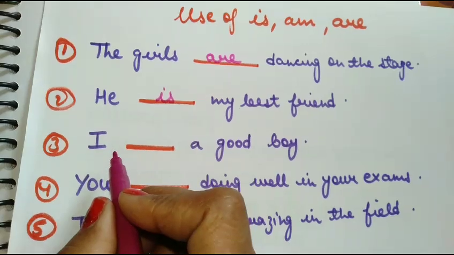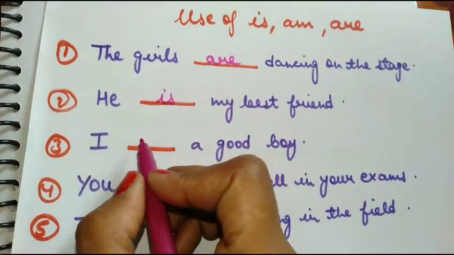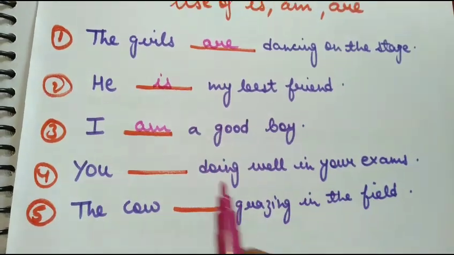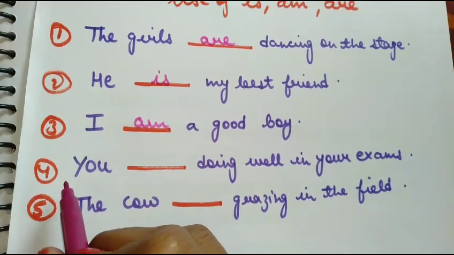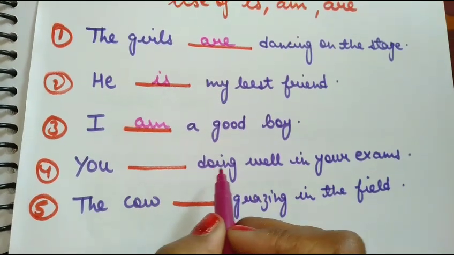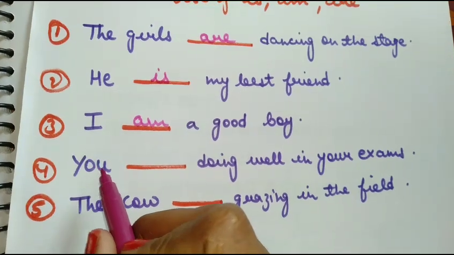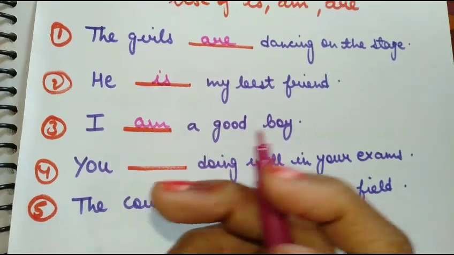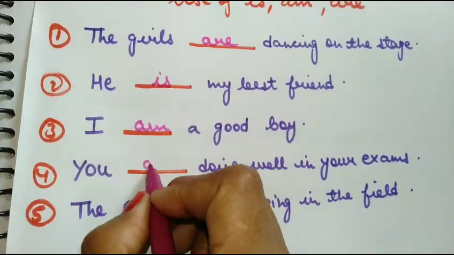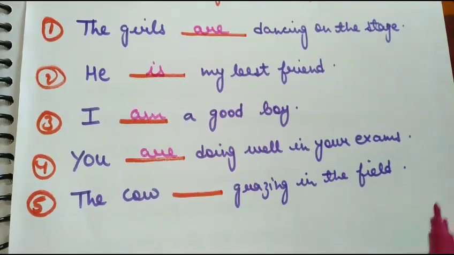Now the third one is I. I have already told you with I we use am. I am a good boy. That is first person singular. Now the fourth one, you, dash doing well in your exam. So with you, that is second person singular or plural, we use are. You are doing well in your exams.